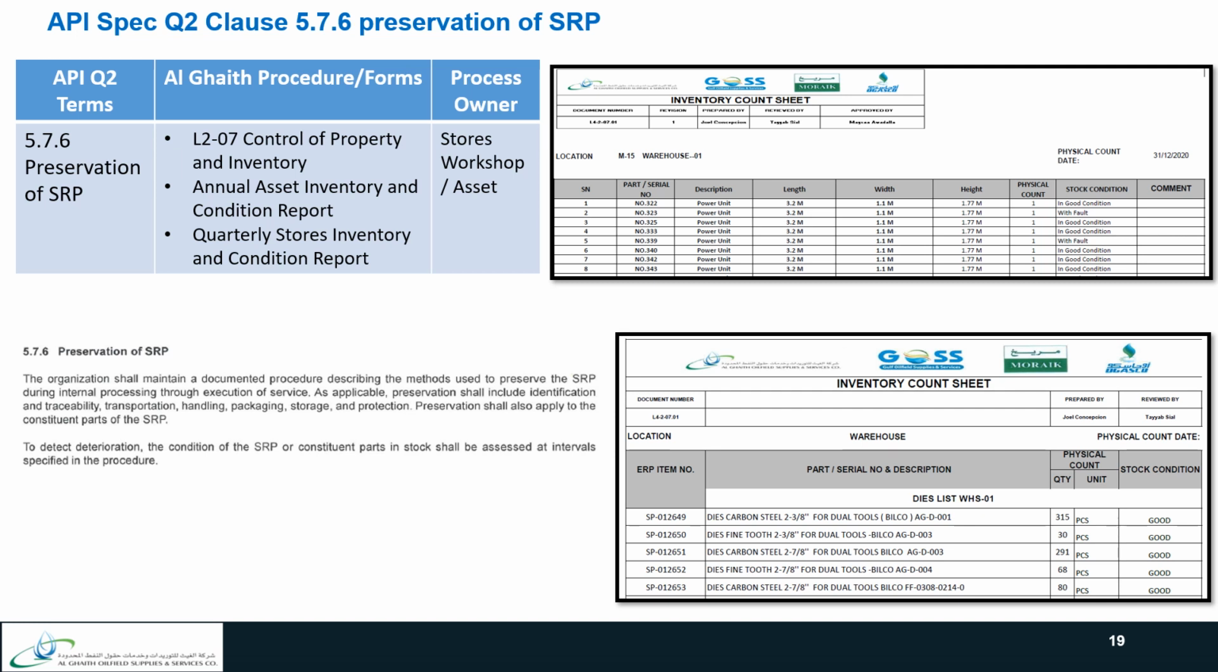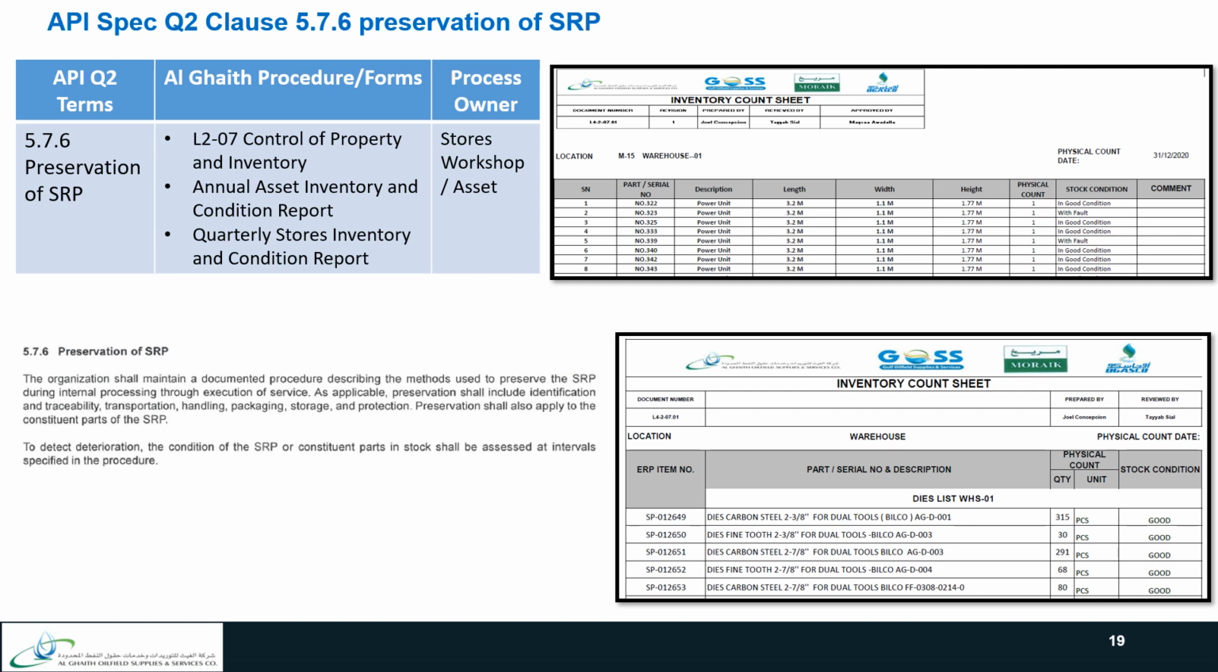API Clause: Preservation of service-related product. The organization shall maintain a documented procedure describing the methods used to preserve the SRP during internal processing through execution of service. As applicable, preservation shall include identification and traceability, transportation, handling, packaging, storage, and protection. Preservation shall also apply to the constituent parts of the SRP. In order to detect deterioration, the condition of the SRP or constituent parts in stock shall be assessed at intervals specified in the procedure. To comply with this requirement, Ghaith developed the procedure L207 Control of Property and Inventory.